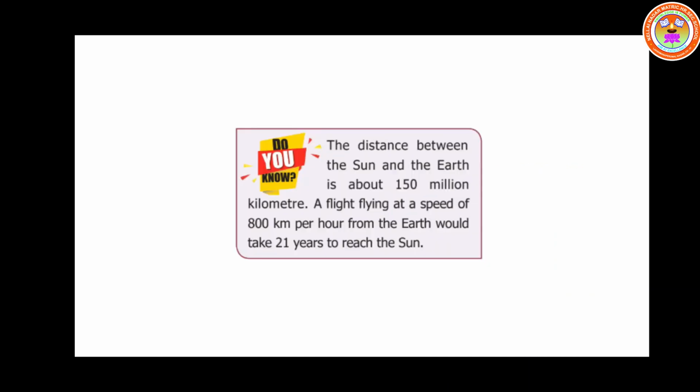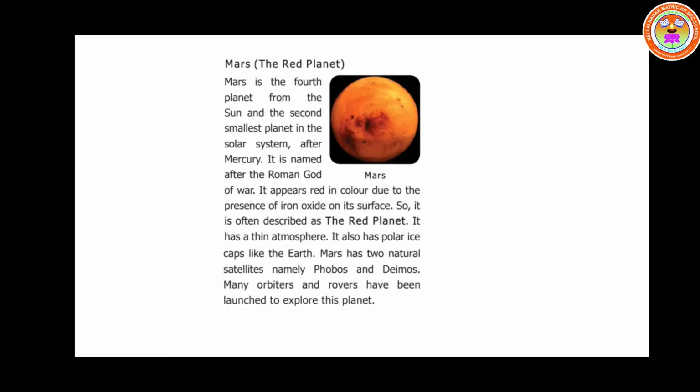Now, let us study about the distance between the Sun and the Earth. Here is one do you know. I will read, just listen. The distance between the Sun and the Earth is about 150 million kilometer. Suppose a flight flying at a speed of 800 km per hour from the Earth would take 21 years to reach the Sun. Think about the distance. Is it clear, children?